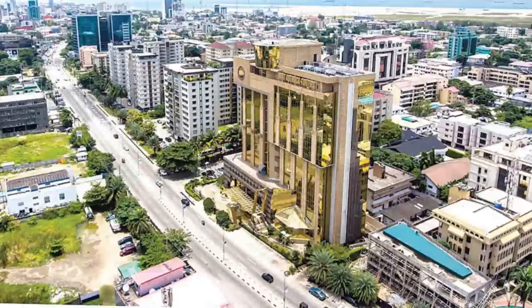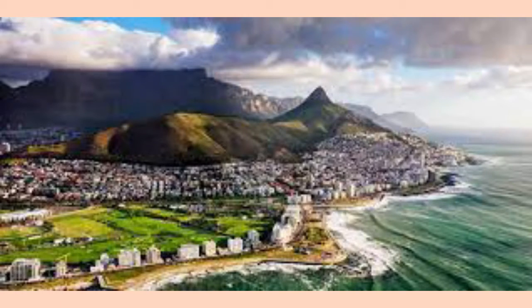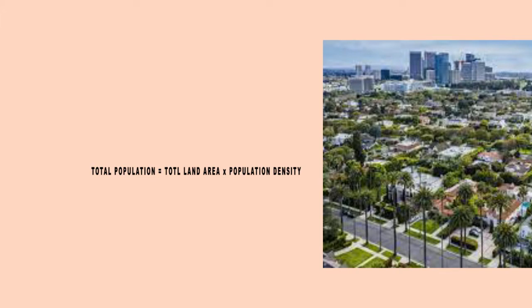Knowing this, we can also determine total population if we know the population density and total land area to be covered. Mathematically, that would be by multiplying population density by total land area to be covered.